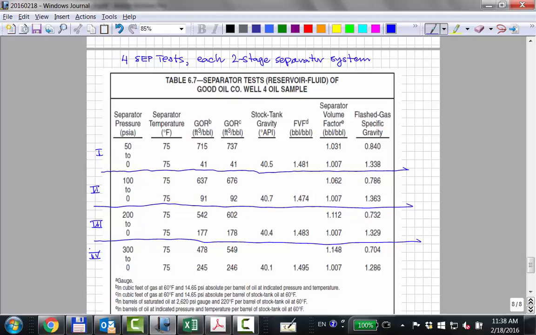Excuse me? Yeah. Professor, the unit beneath the separator pressure is mentioned as PSIA, absolute. Yeah, this would probably be PSIG because of that. Yeah. It's a misprint in the book. So that should be PSIG, gauge. Thanks.